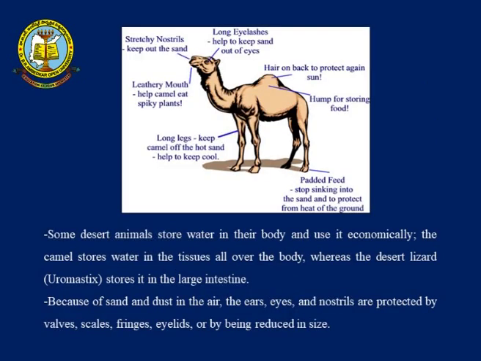Some desert animals store water in their body and use it economically. Now, a good example is a camel, how they are able to adapt itself in the desert. If you can see the picture over here, the camels usually have a hump. The usual thinking is that the hump is where the water is being stored, but that is not true. In the hump, the fat is stored. This fat acts as a food reserve.